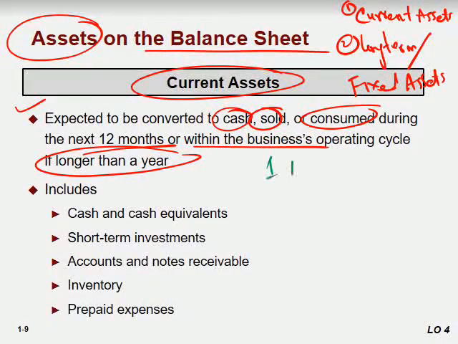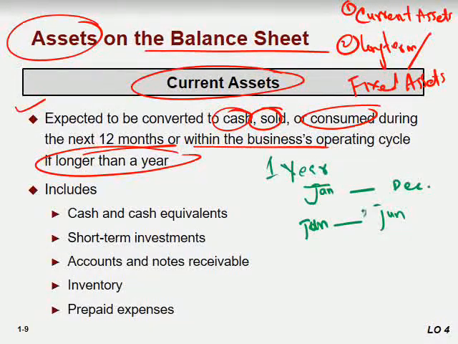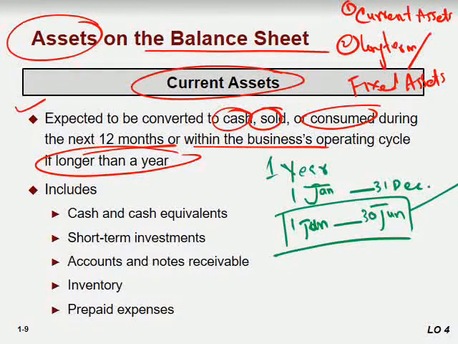Normally the business cycle is 1 year. When it starts and when it ends depends on the countries or industry norms. Normally, companies start their business operation from January and last till December. But if I talk about Asian countries like India and Pakistan, the governments start their year from 1st July to 30th June, right? So it depends. If the operating cycle is more than 1 year, then this definition changes. It doesn't include 12 months.